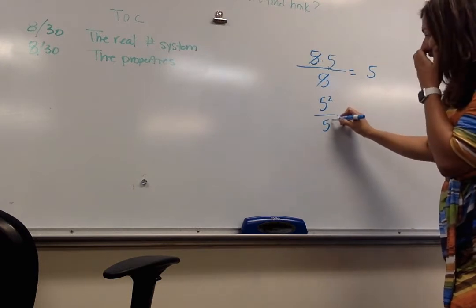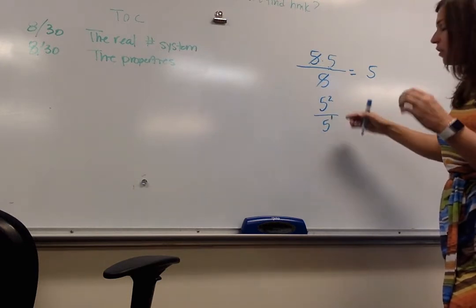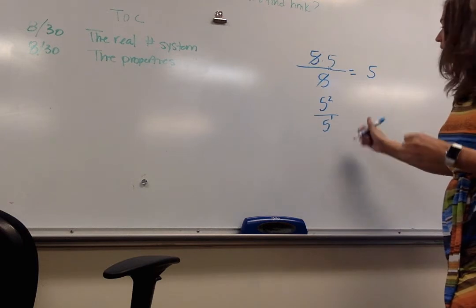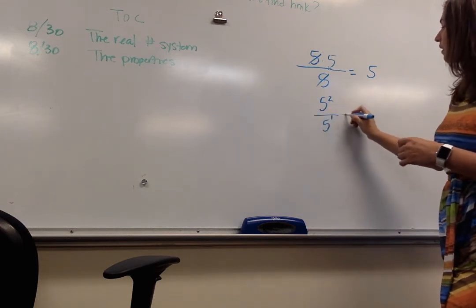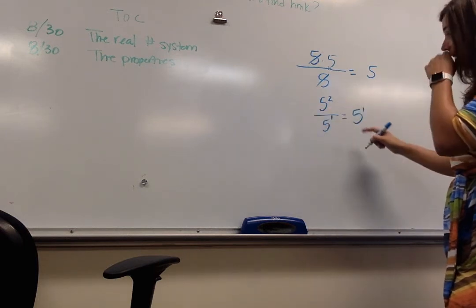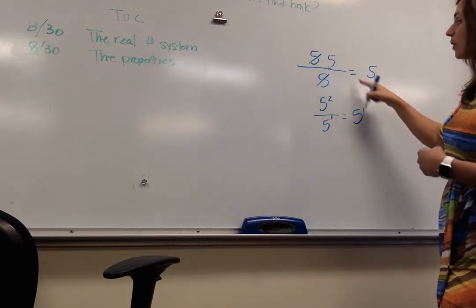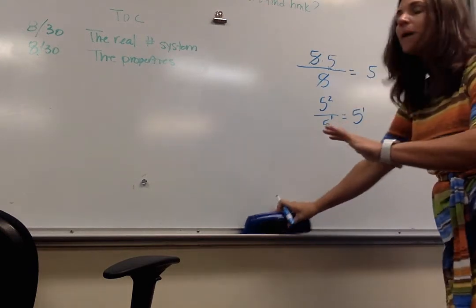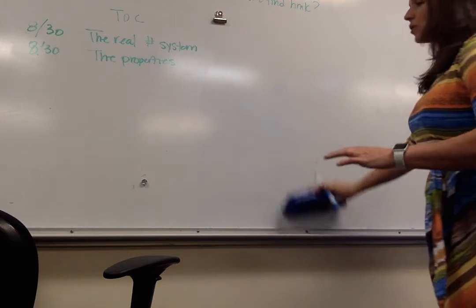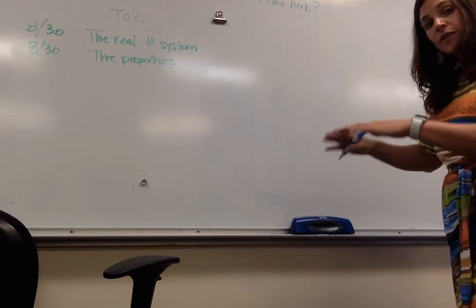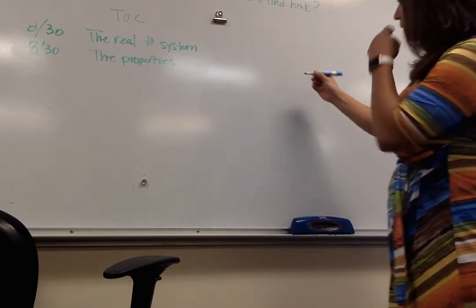5 squared over 5, this is 5 to the first power. I could subtract those exponents, and 2 minus 1 gives me 1, which is just 5 to the first power, which is exactly what it was up here. Okay, so this is kind of the pattern that it looks like. So whenever you have exponents and you have division, you're really subtracting those exponents. So let's take a look.